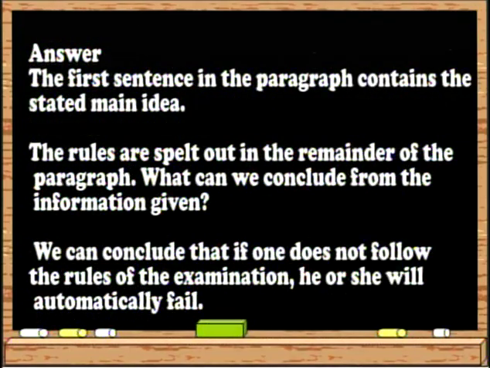The first sentence in the paragraph contains the stated main idea. The rules are spelt out in the remainder of the paragraph. What can we conclude from the information given? We can conclude that if one does not follow the rules of the examination, he or she will automatically fail.